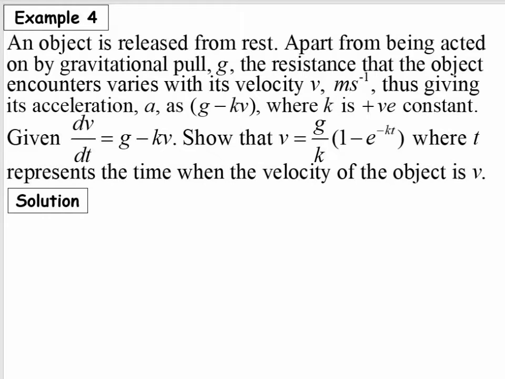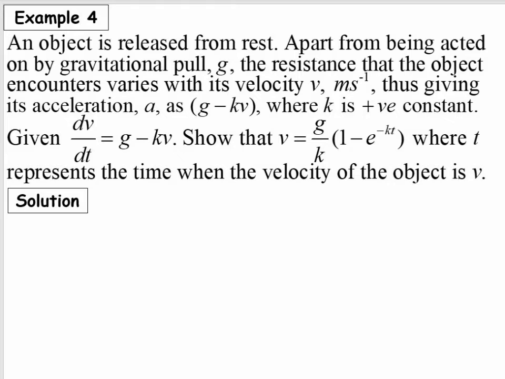Now let's do example 4. An object is released from rest. Apart from being acted upon by gravitational pull, g, the resistance encountered by the object varies with its velocity, thus giving its acceleration as g minus kv, where k is a positive constant. Given that dv/dt equals g minus kv, show that v equals g over k, times 1 minus e to the power of negative kt, where t represents the time when the velocity of the object is v.